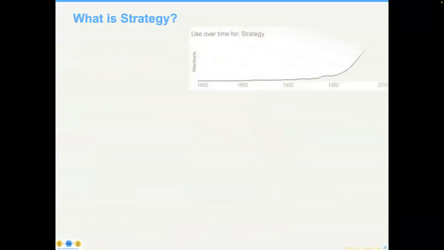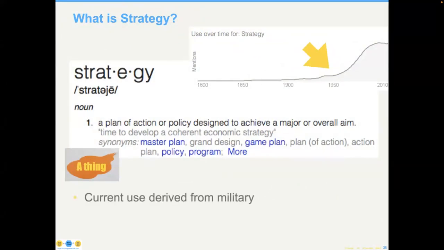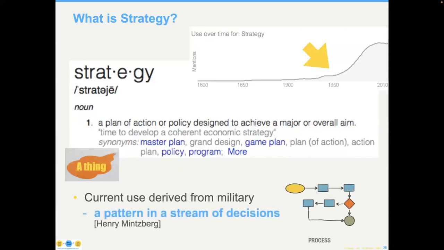Let's dive in. What is strategy? Most of the references to the word strategy occurred before the year 1950, which was the year that management consultants discovered the word strategy and came up with these grand plans. And while PowerPoint hadn't been invented in 1950, you can still bet there were 100-page strategies on there. That made strategy in the modern era more of a thing, a noun. Yes, what is the strategy? But I like to go back to the original definition, which was derived from the military use of this. And their definition is a pattern in a stream of decisions. And that, instead of being a thing, is a process.